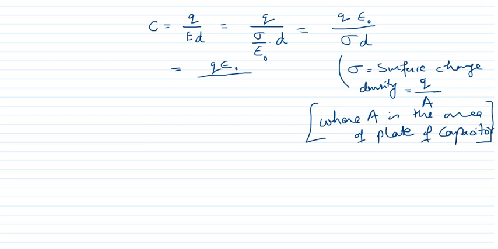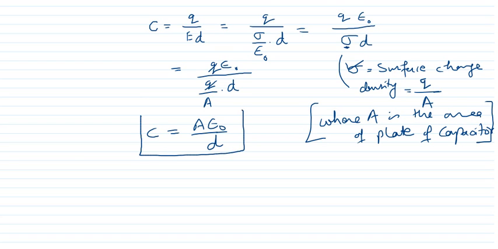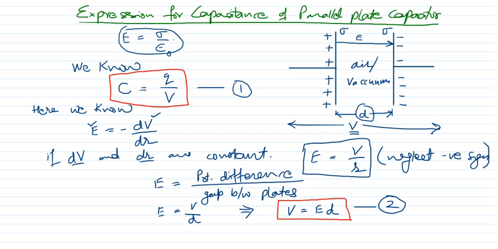Is it clear? Can we put this value here? Here, if we put the value of sigma here, then it will become Q epsilon naught upon Q upon A into d. Q will be cancelled out, A will move up, so therefore it will become C is equal to A epsilon naught upon d. So therefore this is the final expression for the capacity of a parallel plate capacitor. I think it will be clear to you. Now here in this we have taken the medium air or vacuum.